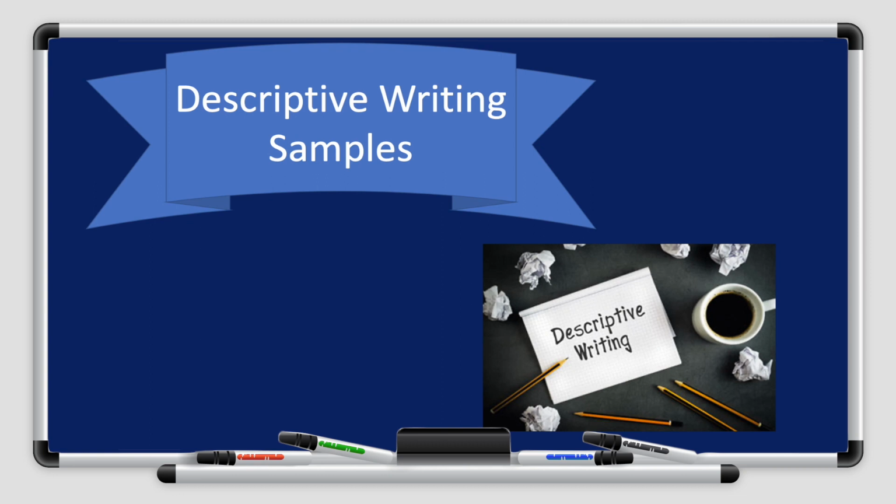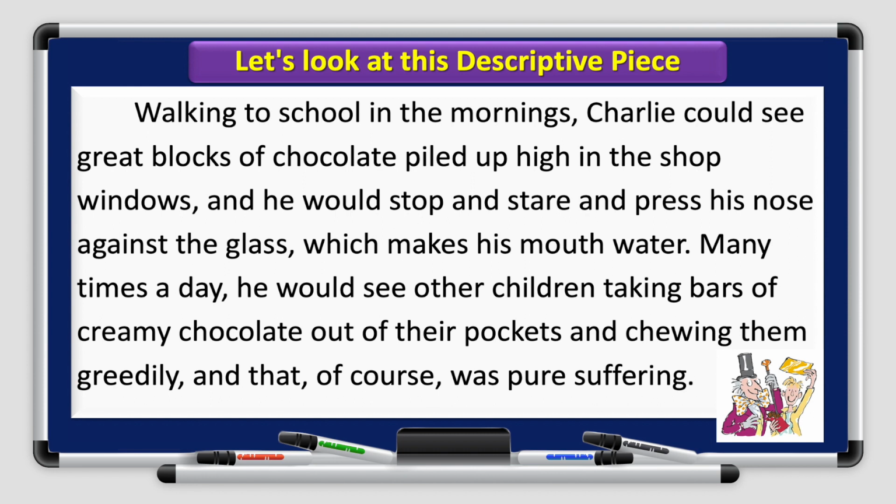Before we dig deep into the writing process and apply it to our task, let's look at some of the descriptive writing samples that we have. This is an excerpt from a story, Charlie and the Chocolate Factory. Let's read this paragraph, and while reading, try to look for the adjectives or the descriptive language that you can see in the paragraph and the details that can actually create an image in your mind. So let's read the paragraph together.